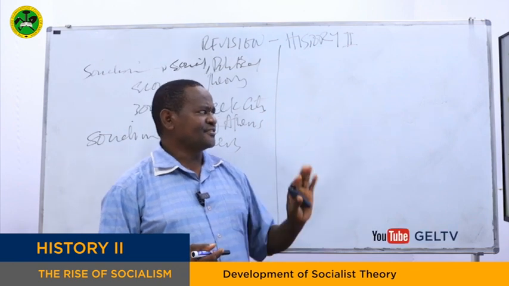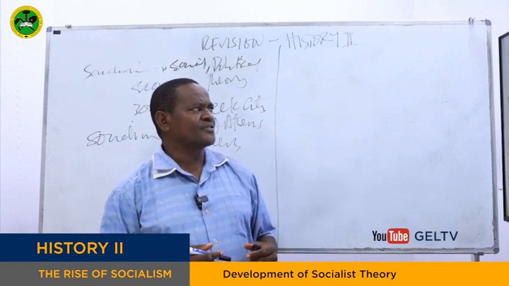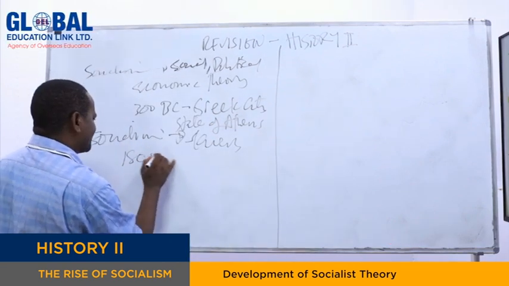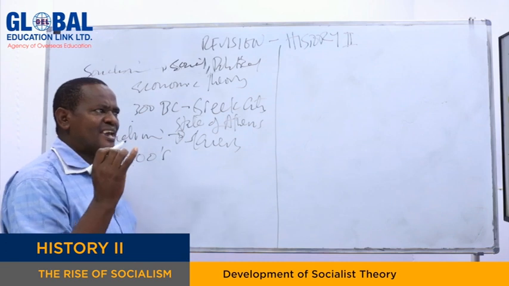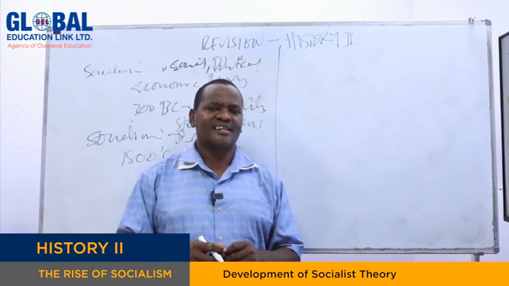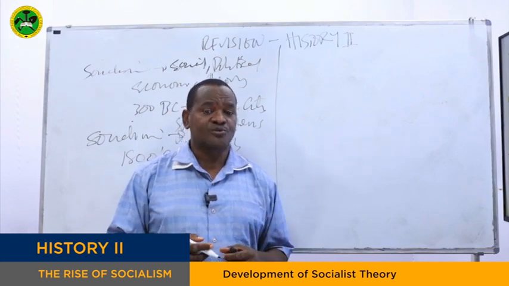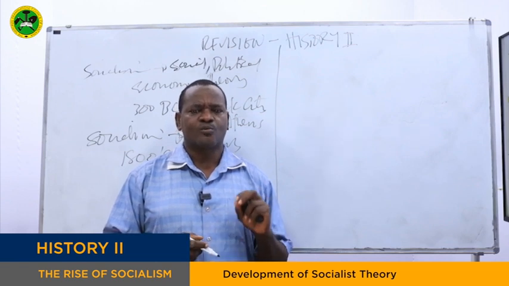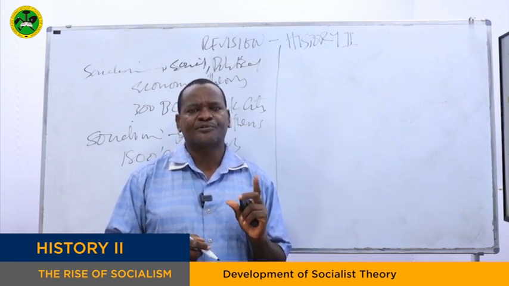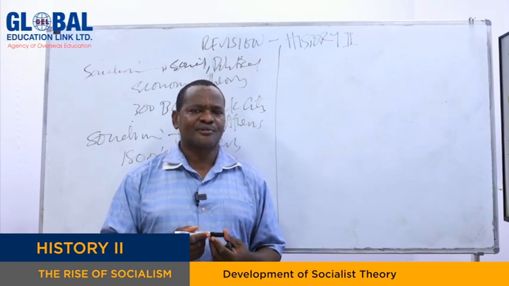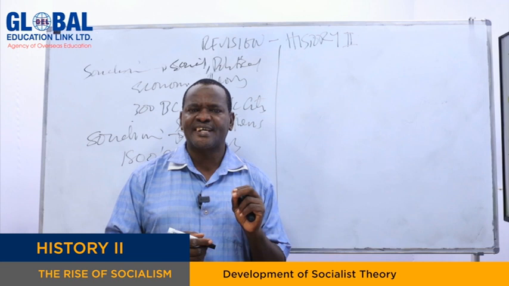The second area where we can trace the development of socialist theory is in the 1800s. During the 1800s, the word socialism started to be used in the world, as opposed to individualistic. A person who cared about the society was called a socialist, and those who cared less about the society were called individualistic. This word started to be used in the 1800s with the emergence of the Industrial Revolution.